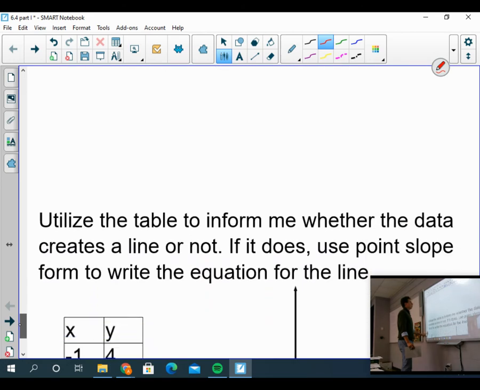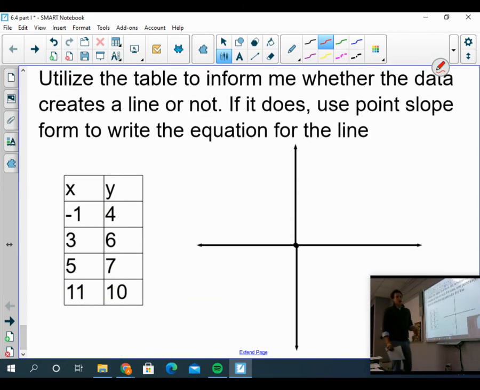So where do we go from here? Well, now we want to try and utilize the table to inform us about whether the data creates a line or not. What I hope you're seeing with chapter 6 in general is we just do a bunch of little mini situations where we try and do different things with lines. We have a point and a slope. How do we make a line? We've got 2 points. How do we come up with a line? We've got a table. Is it a line or not? Okay? So we want to use the table to figure out whether the data creates a line or not. If it does, use point slope form to write the equation of a line.